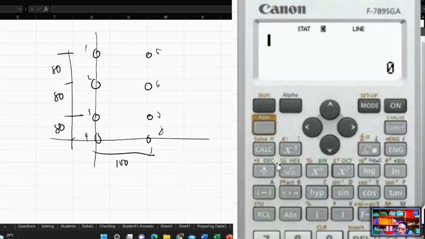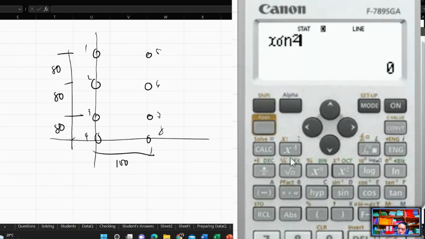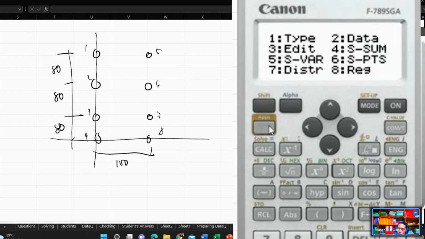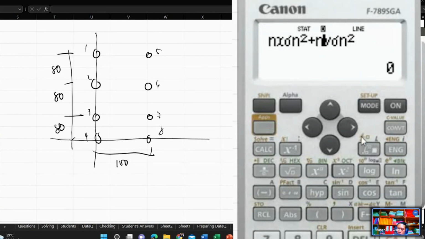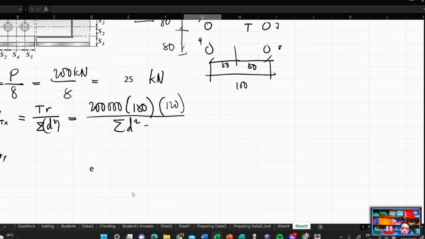Press AC. Then the summation of x squared plus the summation of y squared, using the N. The answer is 84,000. So your summation of D squared is equal to 84,000.